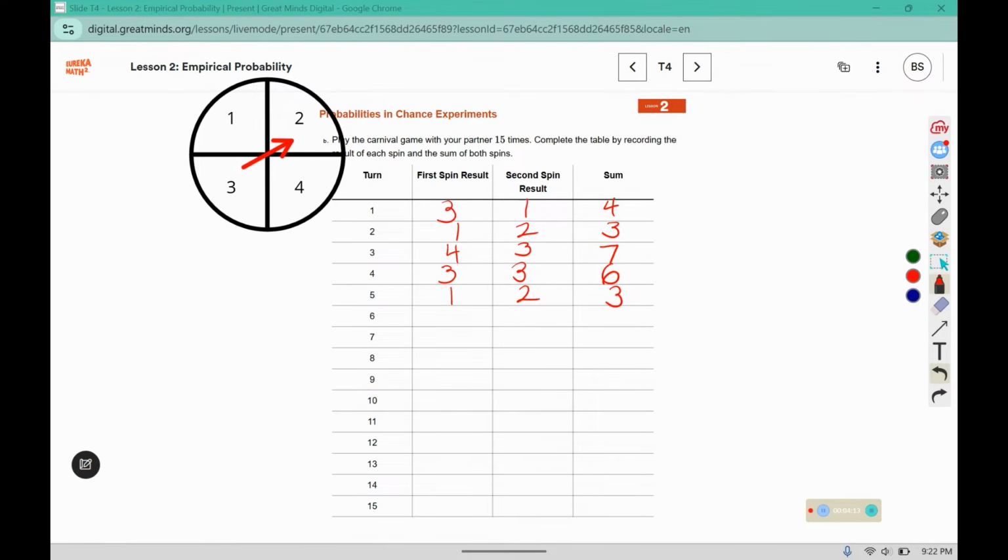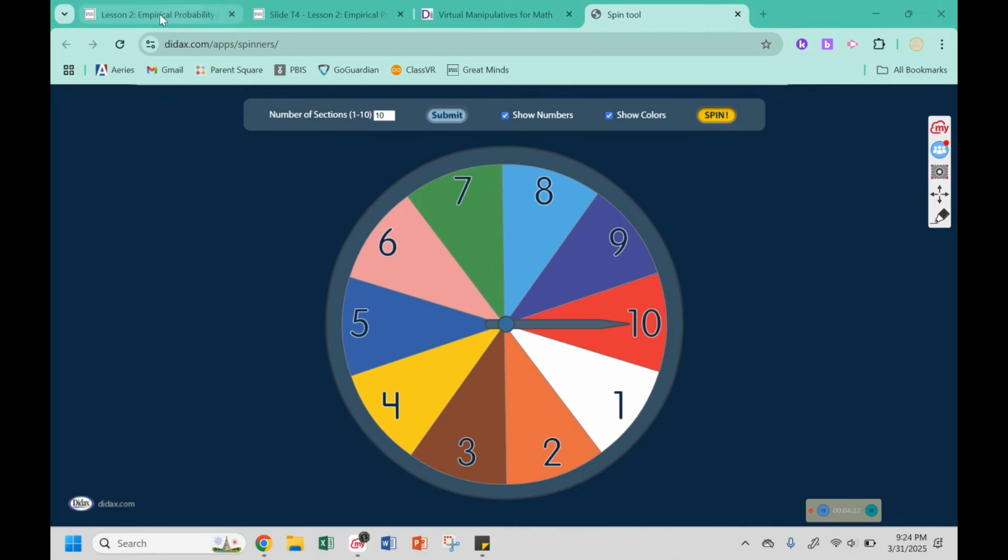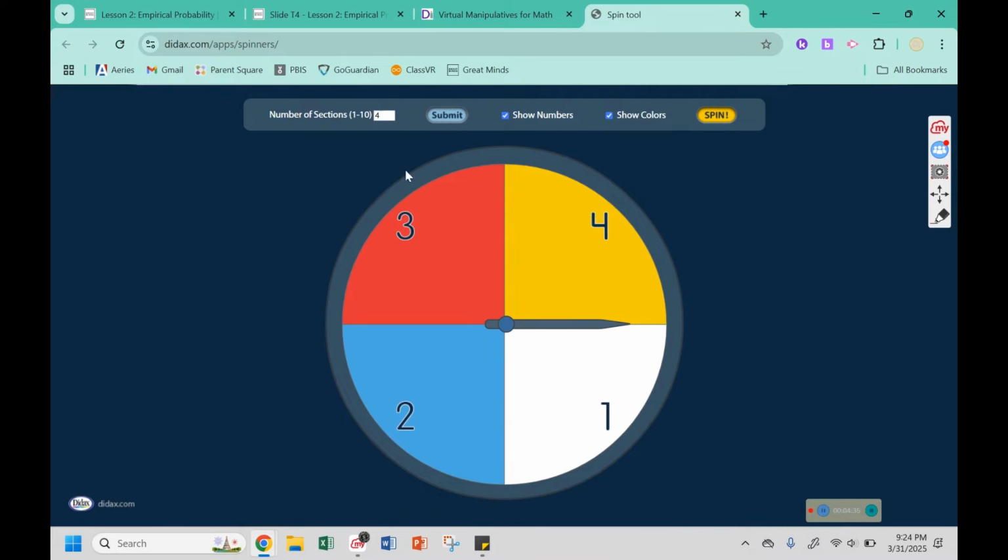Alright, so I'm going to go through and finish the rest of these. Feel free to follow along in your table with what my results are, or feel free to continue to spin on your own. The website Didax has some digital manipulatives that you can use. You're just going to change the number of sections to 4, so that you have the 4 things, and then you can click spin and record your results in your table.